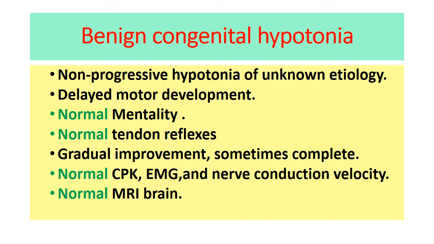Benign congenital hypotonia is another cause of Floppy infant syndrome. It's non-progressive hypotonia of unknown etiology. The infant will have delayed motor development. On the other hand, his social and language development will be normal, and his neurological examination will be normal except for the presence of hypotonia. It is usually of good prognosis, and usually the infant will develop normally later on. He will have a normal CPK, EMG, nerve conduction study, and normal MRI of the brain.